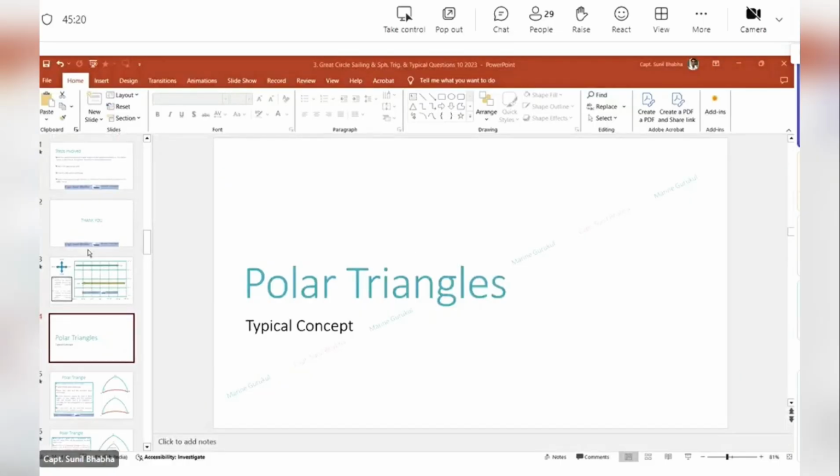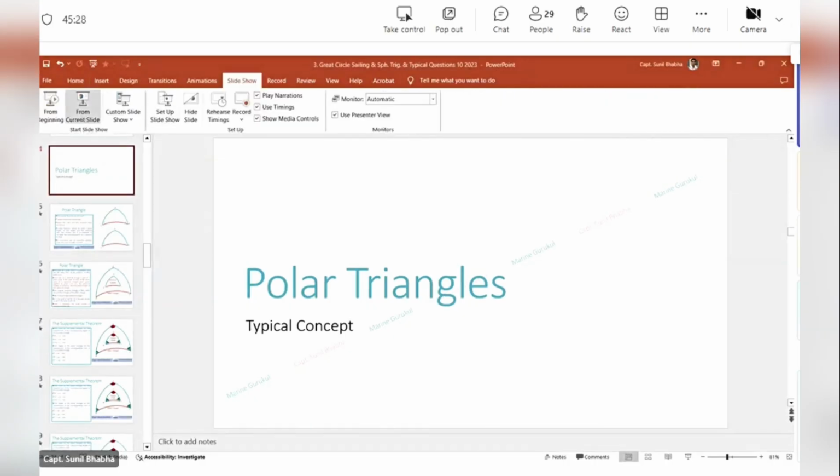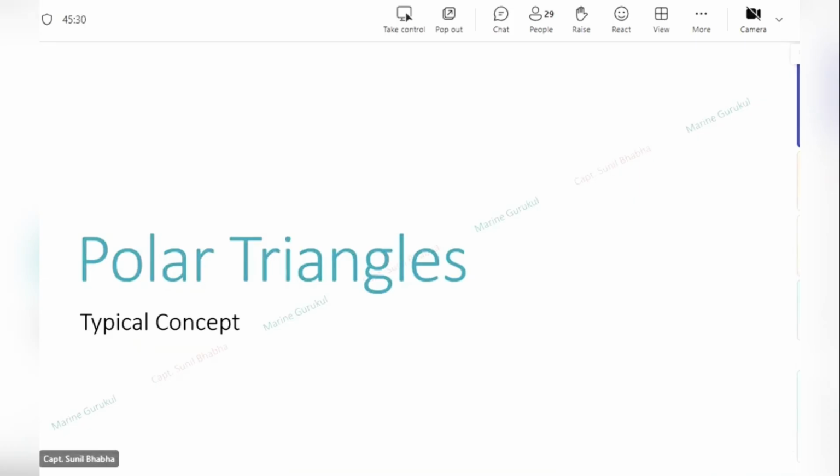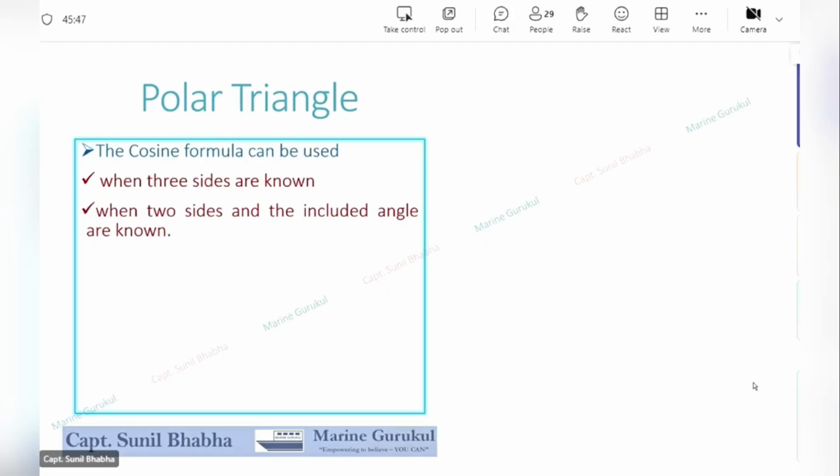So beta, first I am taking you to the concept of polar triangles. Let's go. Let's now go into the concept of polar triangle. First of all, we will understand what is the need or use of this polar triangle concept.